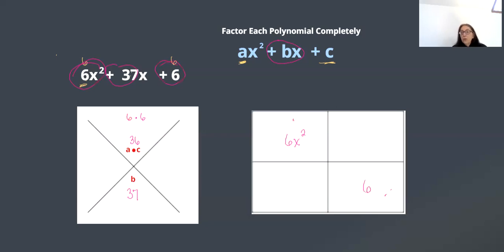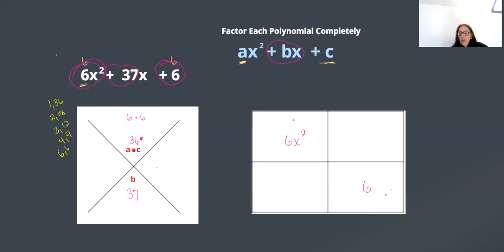All right. So now let's go back over to our x. And we need to ask ourselves, what multiplies to 36 here and adds to 37? They're both positive, so both these numbers have to be positive. So let's try this out over here. We know that 1 times 36 is 36. 2 times 18 is 36. 3 times 12 is 36. 4 times 9 is 36. 6 times 6 is 36. Look at all these combinations.